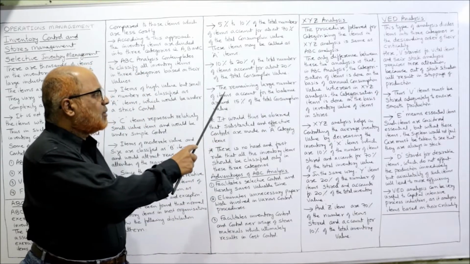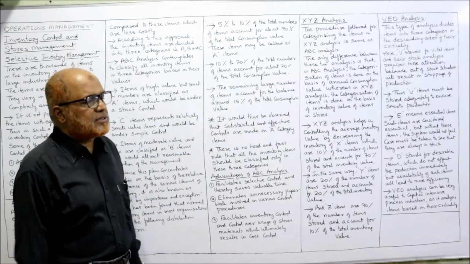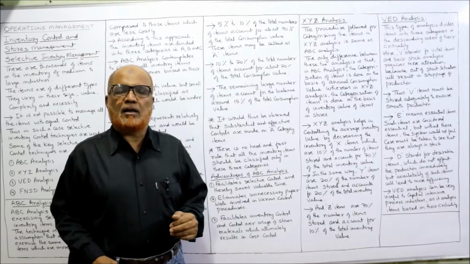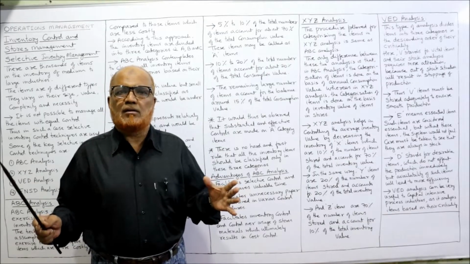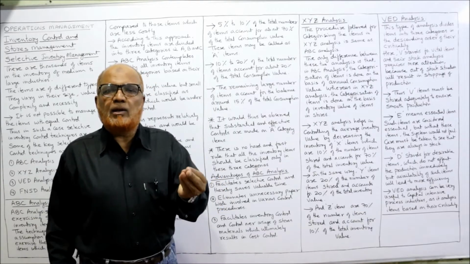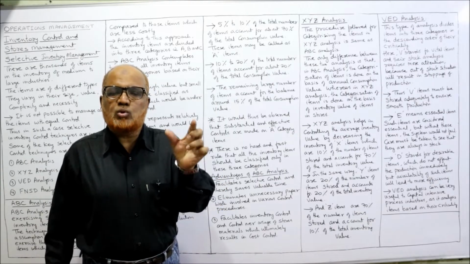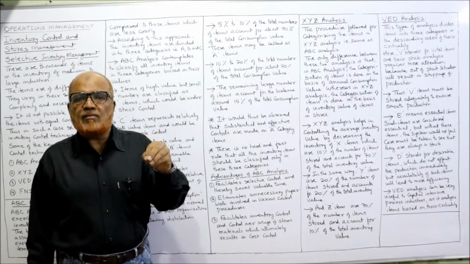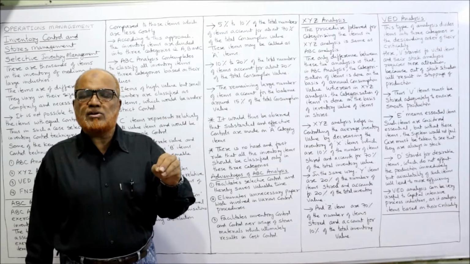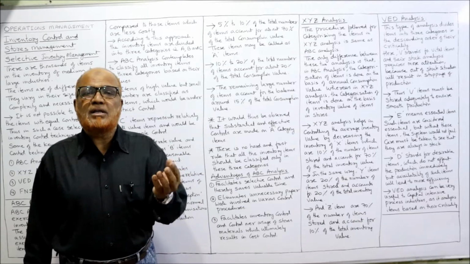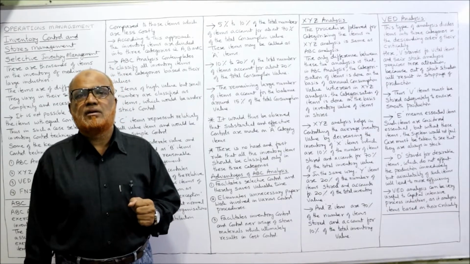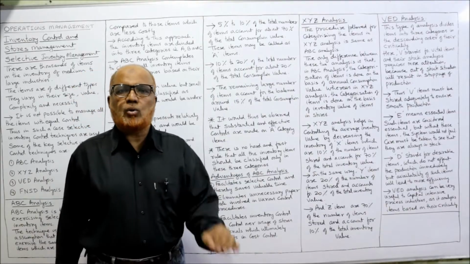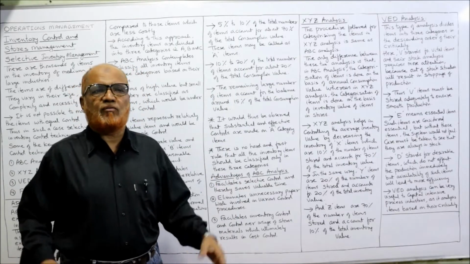The remaining large number of items account for the balance around 15% of the total consumption value. Now, apart from the A category and B category, a large number of items are there. But the value is only 10 to 15% of the total consumption value. In other words, we can say almost 65 to 70% of items are there, but their value is only 10 to 15%. And these can be categorized as C category. And least control should be applied on this large number of items.